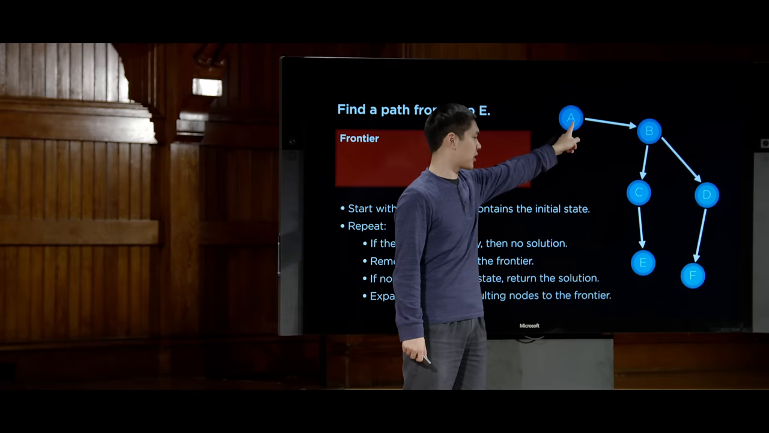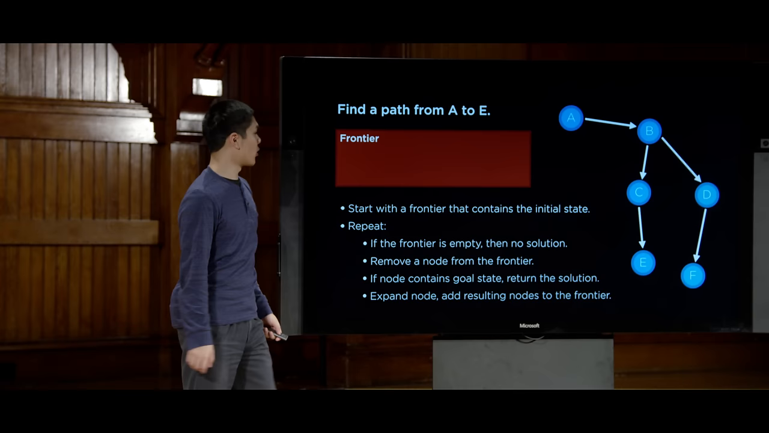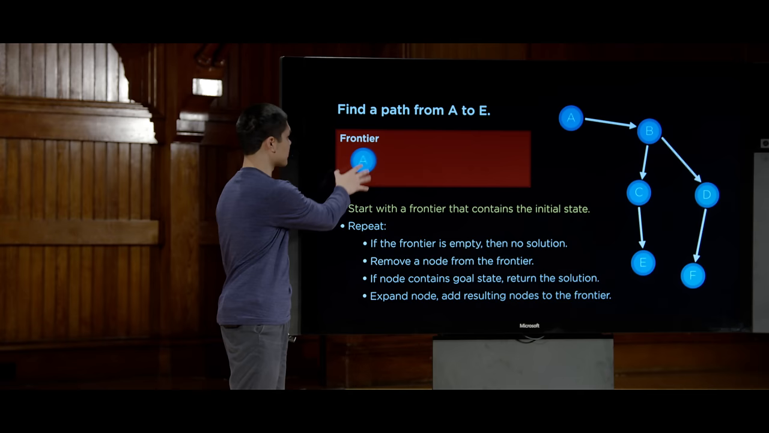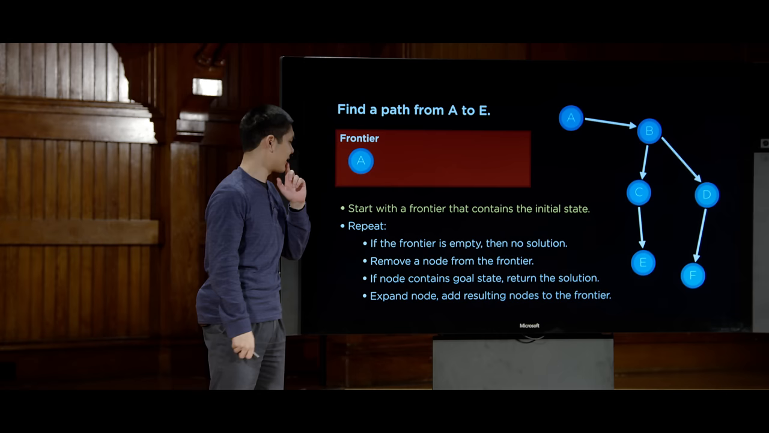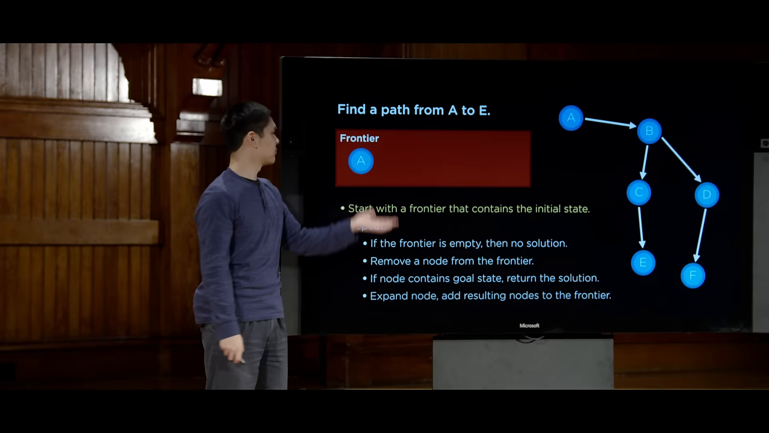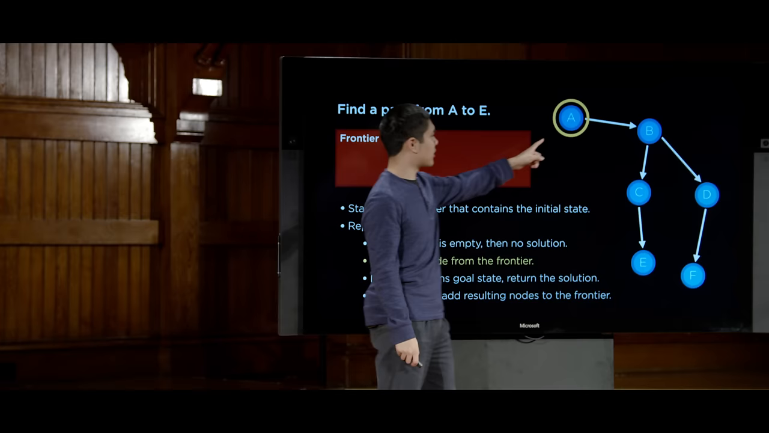So how are we going to do that? Well, we're going to start with the frontier that contains the initial state. This is going to represent our frontier. So our frontier initially will just contain A, that initial state where we're going to begin. And now we'll repeat this process. If the frontier is empty, no solution. That's not a problem, because the frontier is not empty. So we'll remove a node from the frontier as the one to consider next. There's only one node in the frontier, so we'll go ahead and remove it from the frontier. But now A, this initial node, is the node we're currently considering.